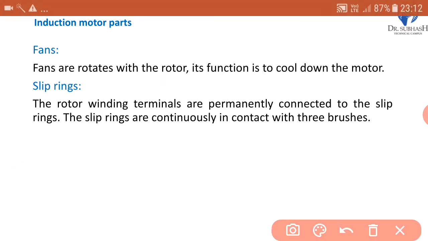Now fans. Fans rotate with the rotor. Their function is to cool down the motor. So it is very simple.